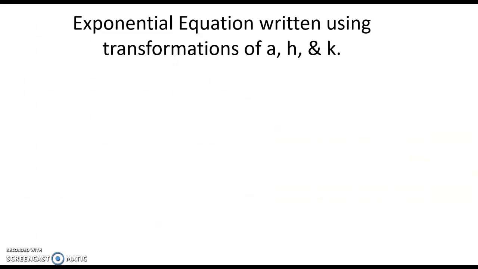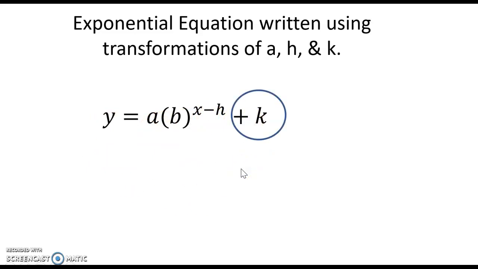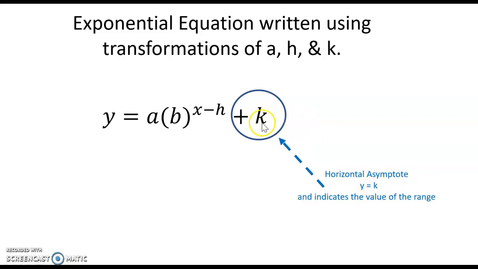The next thing that we're going to go over today is the exponential equation using transformations of a, h, and k. This is going to help you with IXL. The exponential equation using the transformations a, h, and k are as follows. The k value is going to represent the horizontal asymptote of the exponential function, and it also indicates the value of the range.